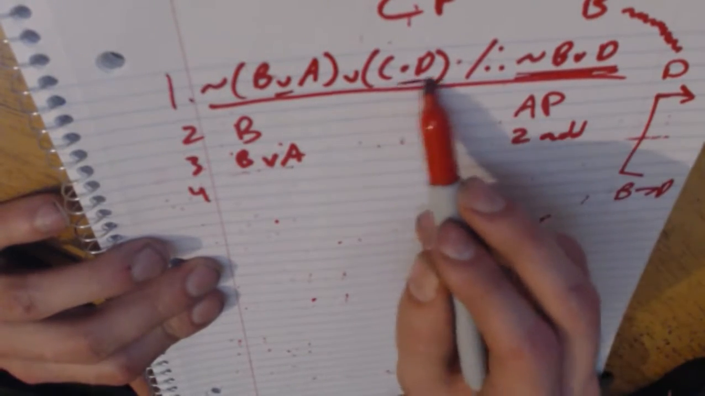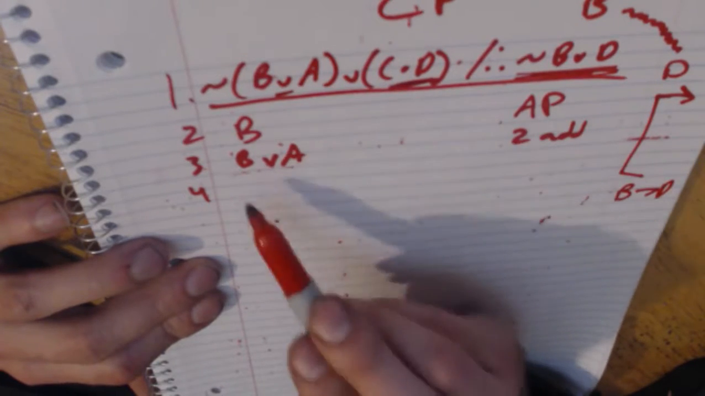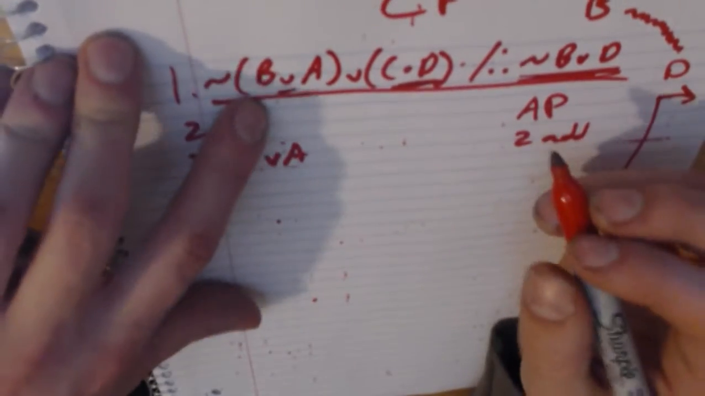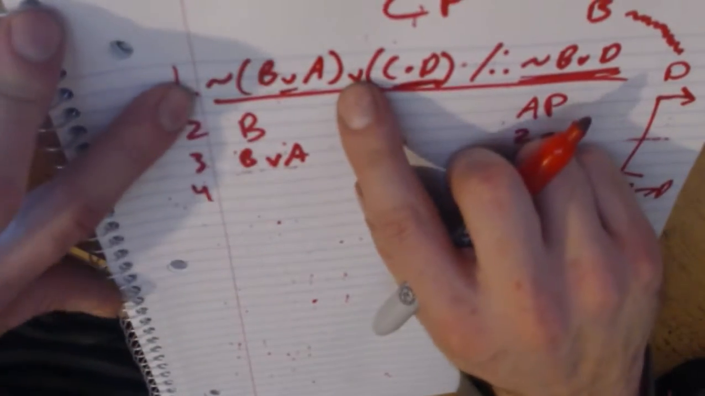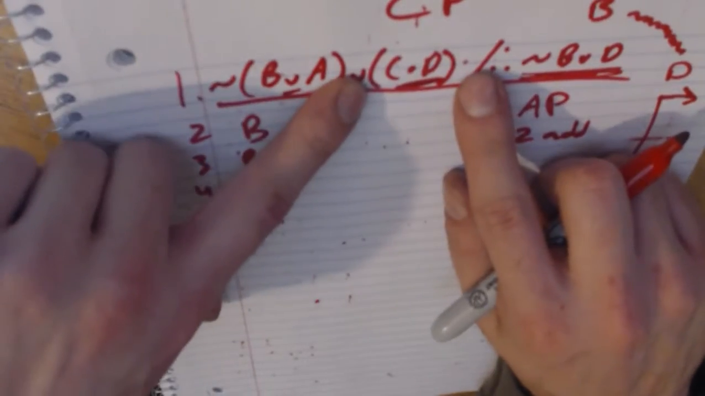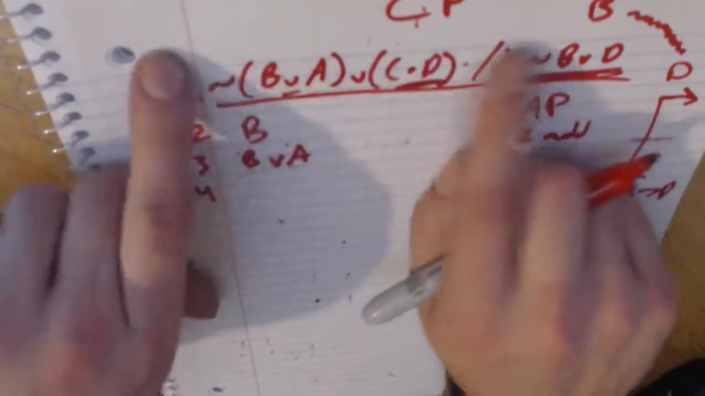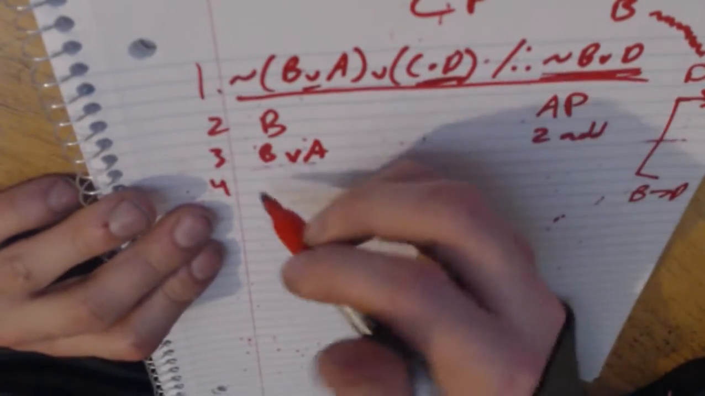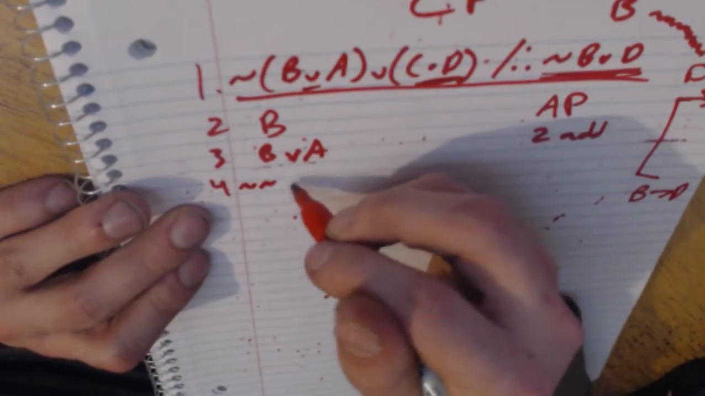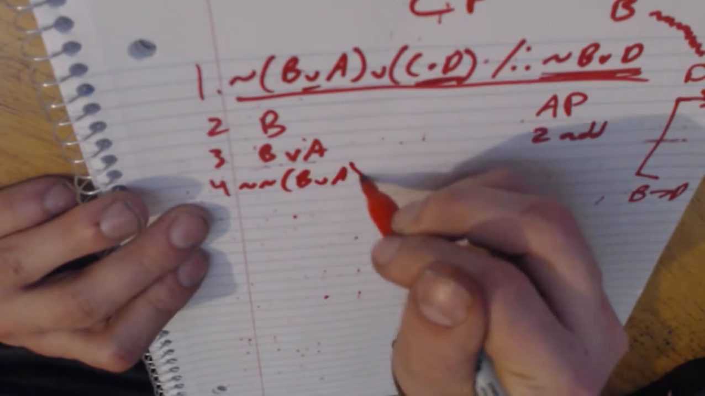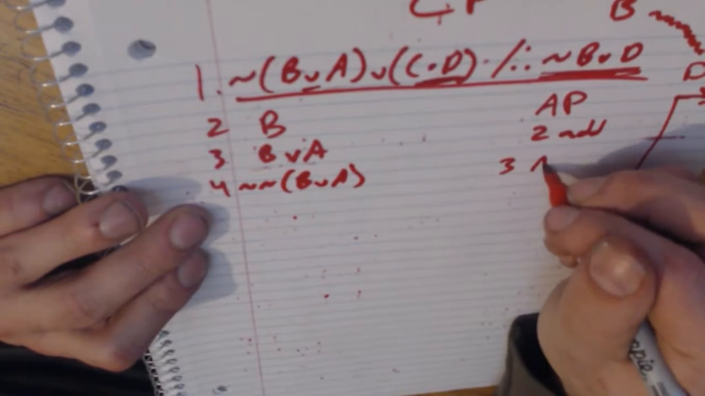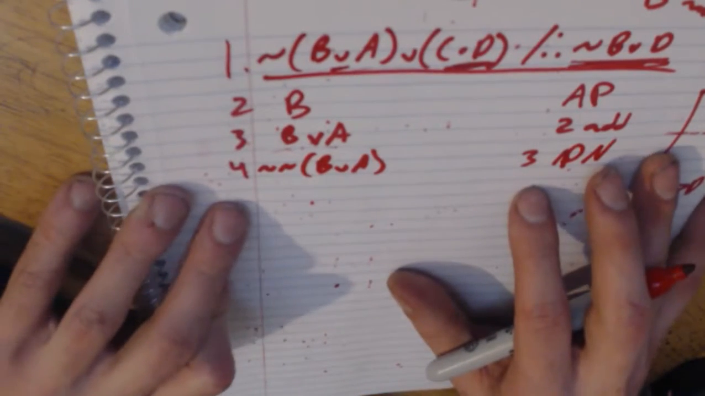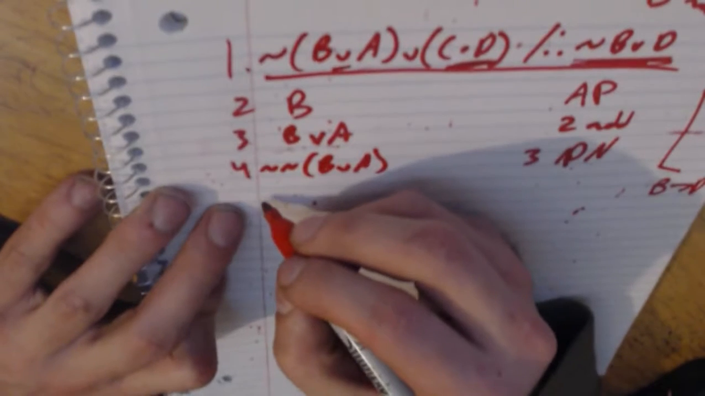So we have a D here, and we have a B or A here. So with the disjunctive syllogism, if we don't have this, then we must have this, right? Because either one has to be true, going back to those truth tables. So we can double negate this whole thing. So not not B or A, 3, double negation. Now I'm going to rewrite this so it might be a little bit more clear to understand.